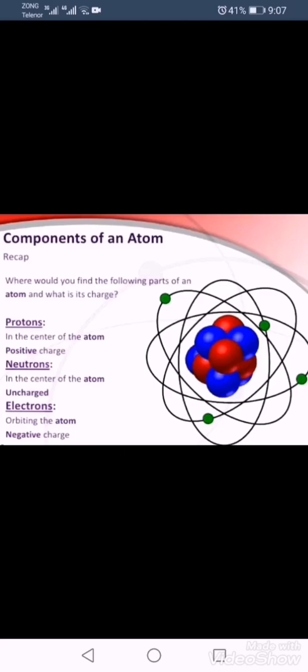An electron orbits an atom. Orbiting means moving around the atom, and electrons have negative charge. Students, remember: proton has positive charge, electron has negative charge, and neutron is neutral. In a normal atom, the number of protons and the number of electrons is always equal. Clear?